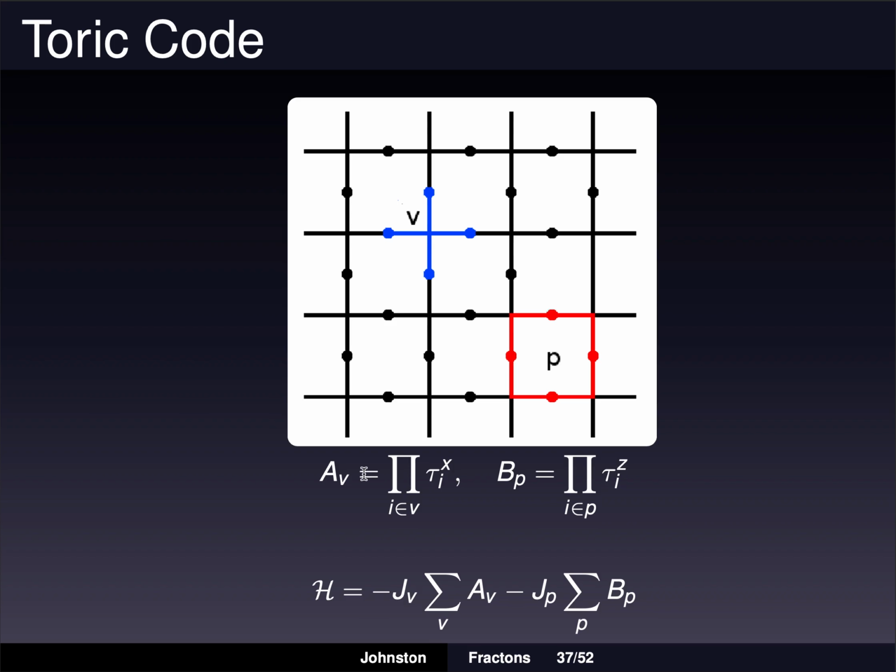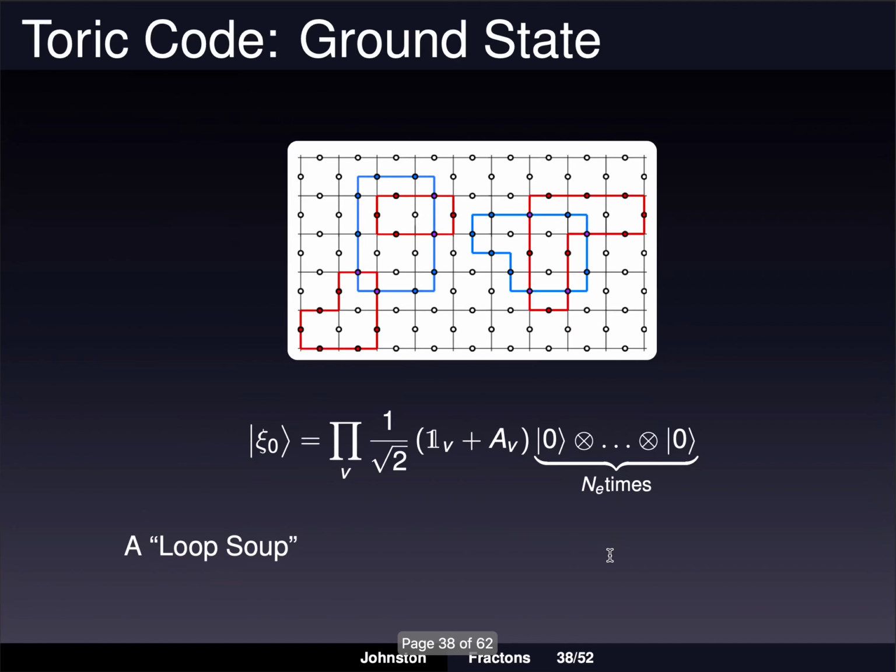And these two terms, the A and the B term, commute with each other. The Hamiltonian's given by this. Two couplings, a star term and a plaquette term. Quantum Hamiltonian. The ground state for this model is a sort of loop soup. And I can think of it either in a picture that favours the plaquette, and the plaquettes are magnetic terms, or in a picture that favours the crosses, the vertices, the blue terms, and these are electric terms.